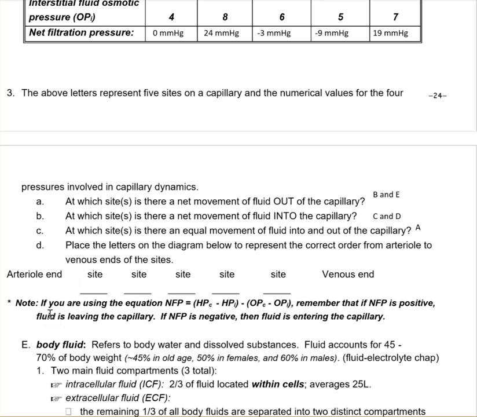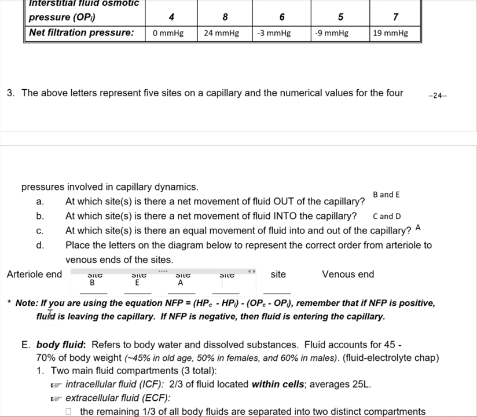That would be B, right? B is 24 millimeters of mercury. So what is the next highest pressure? That would be E at 19 millimeters of mercury. What is the next highest pressure? A, 0. No net movement. This is in the middle of that capillary bed.